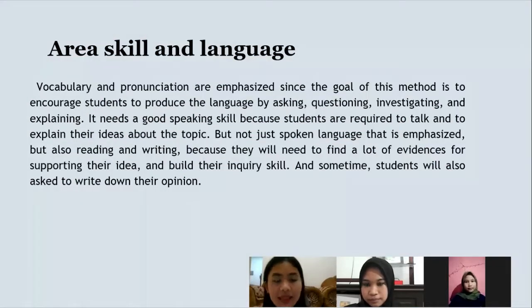Then, area skill and language. Vocabulary and pronunciation are emphasized since the goal of this method is to encourage students to produce the language by asking, questioning, investigating, and also explaining. It needs a good speaking skill because students are required to talk and to explain their ideas about the topic. But not just spoken language is emphasized, but also reading and writing, because they will need to find a lot of evidence for supporting their idea and also build their inquiry skill. And sometimes students will also be asked to write down their opinion.